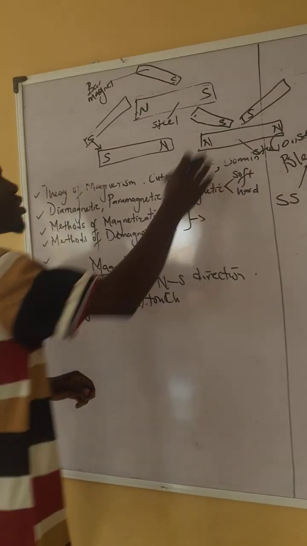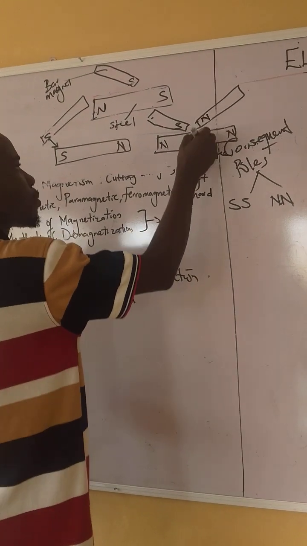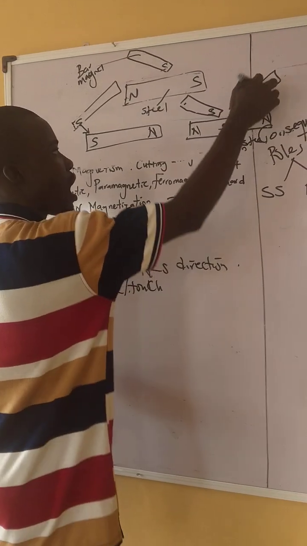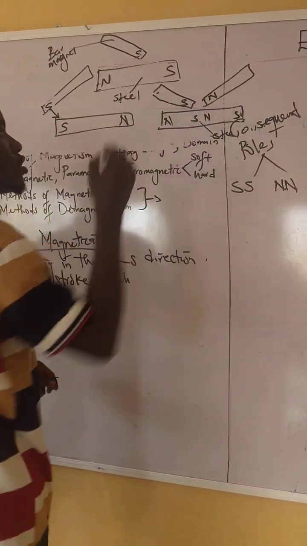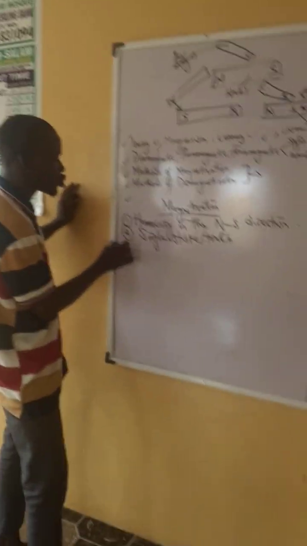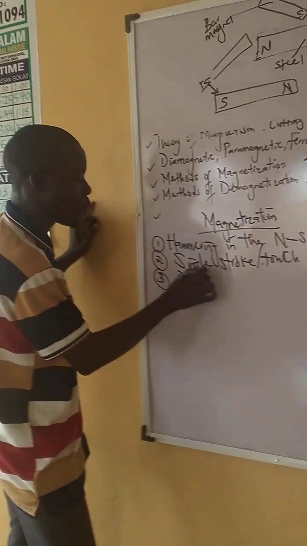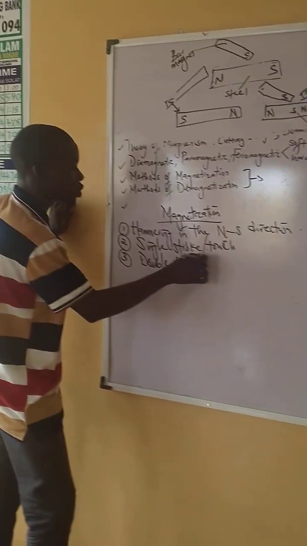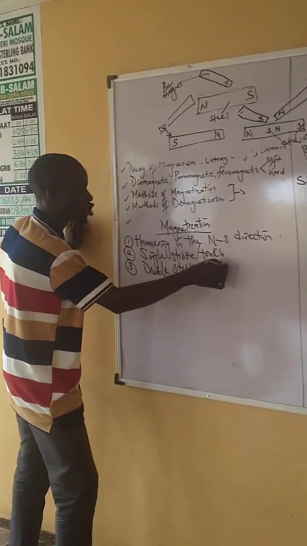Do you get it now? But if I have north here, then I'm going to have north, south, and south here. You get it now? It depends on how they orient it. So we can have single stroke, and we can have double stroke or double touch.